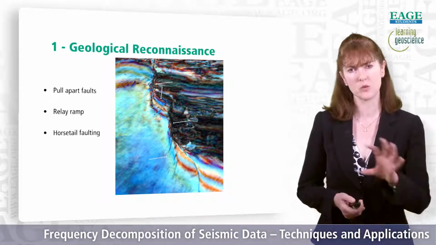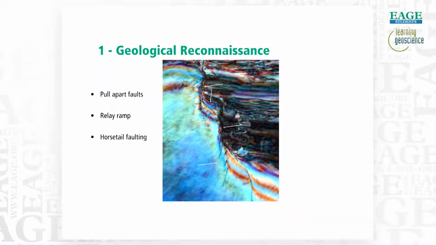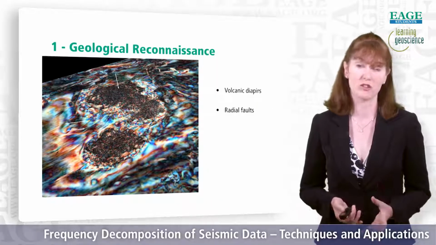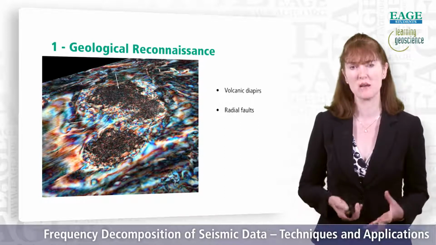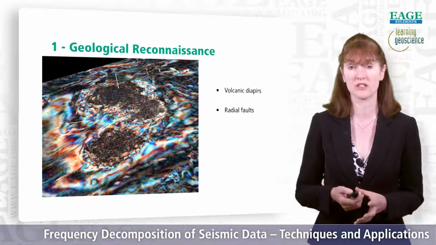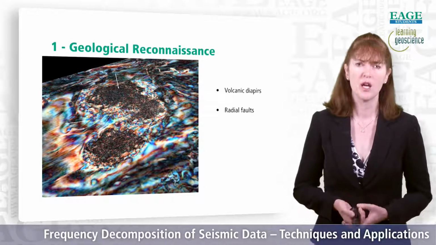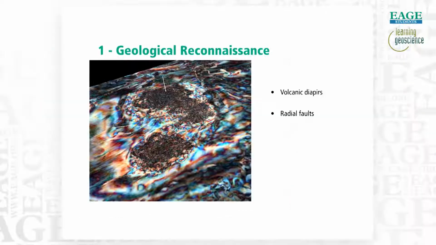And we can see down towards the bottom of the image, we've got the horsetail faulting coming through associated with those main pull-apart faults. And then further on the left-hand side, we can see these zones of low amplitude chaotic response, and these are volcanic diapirs, and we can start to see the shape and extent of them. We can see where these two diapirs are getting quite close together and may connect at other layers in the volume. We can also see radial faults that are coming out from this uplift.